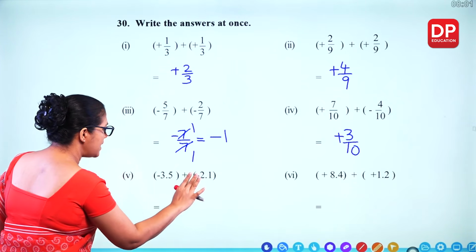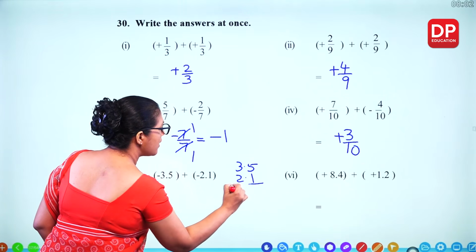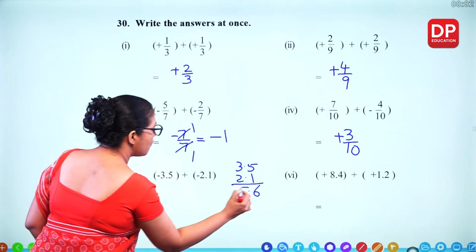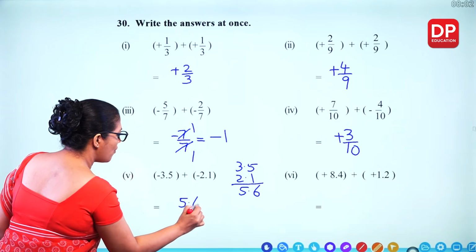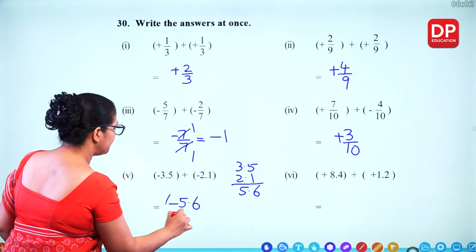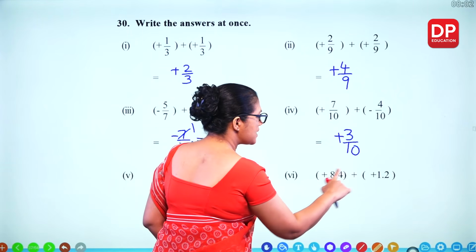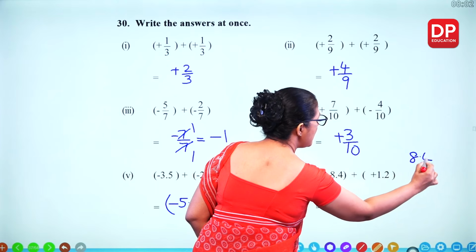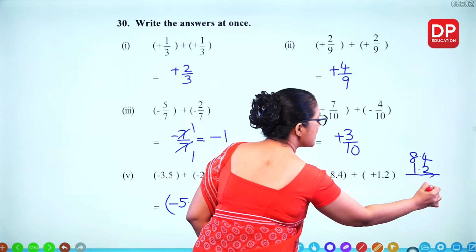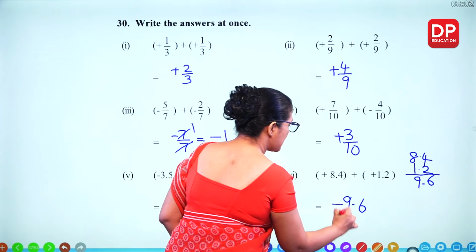Both minus, add it. 3.5, 2.1. When you add it, you get 5.6. Both negative, so you can put negative sign. This one, both positive. Add the two numbers, 6 and 9, 9.6. This is positive.